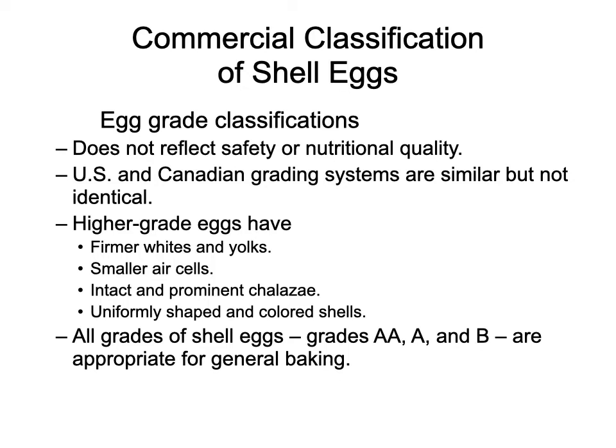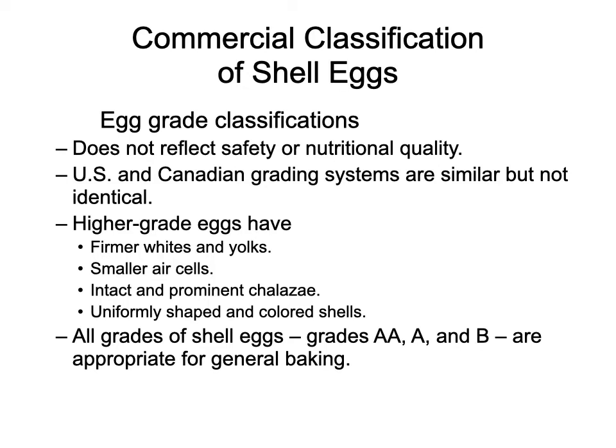Now, the grade classification isn't really as important to us as bakers as it would be to, let's say, some of the cooks who are going to be preparing eggs for breakfast cookery. The grade classification does not reflect the safety or the nutritional quality, and US and Canadian grading systems are similar, but not exactly the same. Higher grade eggs have firmer whites and yolks, smaller air cells, an intact and prominent chalice, and uniformly shaped and colored shells. So the higher the grade, the better looking the egg.